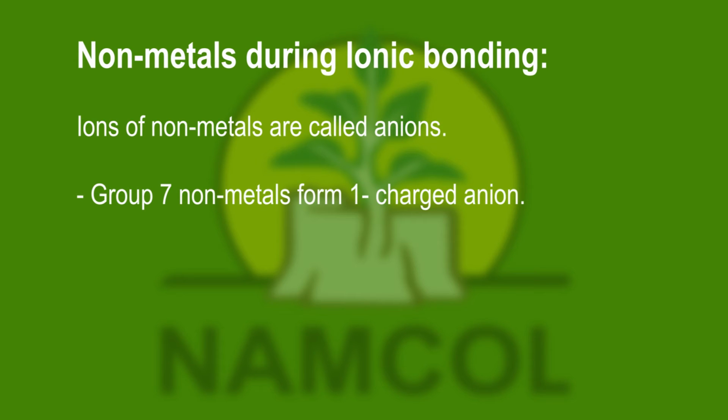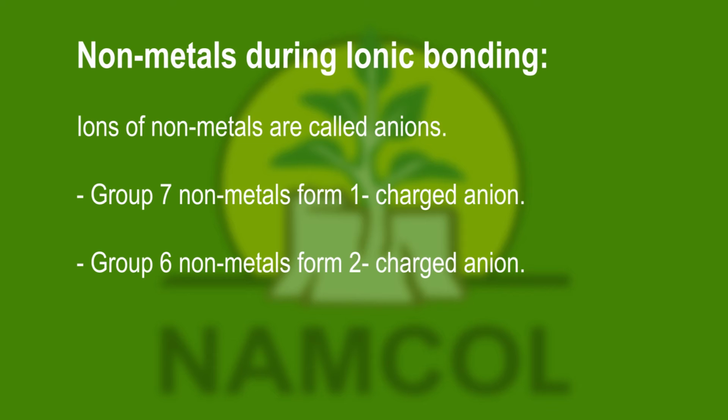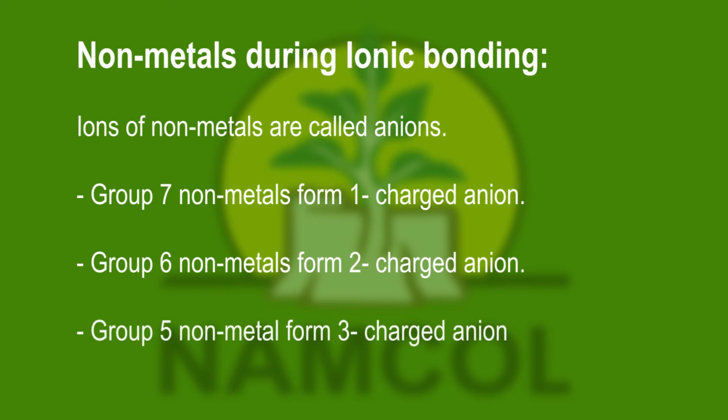Group 7 nonmetals will have a 1- charged anion. Group 6 nonmetals a 2- charged anion. And group 5 nonmetals a 3- charged anion after receiving electrons.